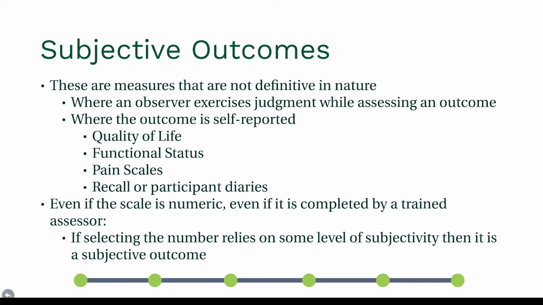If the outcome is self-reported by the participant, so quality of life, functional status like ambulation, though ambulation can be a hard outcome, how long does it take to walk 25 feet? Pain scales that are reported by the participant. Now, you could make pain a hard outcome by measuring the level of the pain medication in the blood, or you could make it a subjective outcome either by counting pills or by the patient reporting their level of pain.